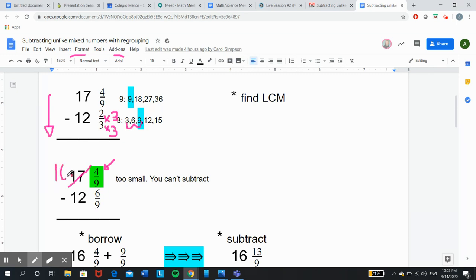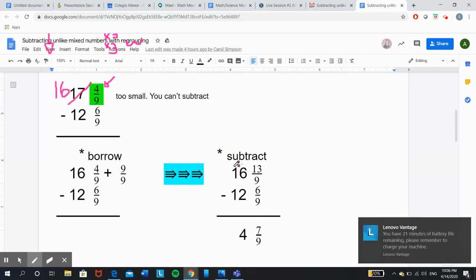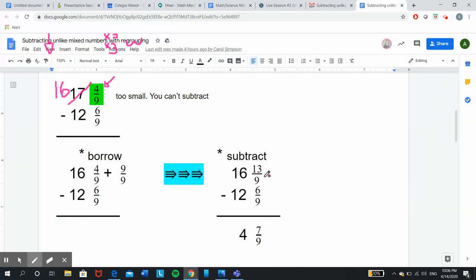17 wholes will be converted into 16 wholes now, right? And because my denominator is a 9, I will be taking away 9 ninths from these wholes to put them here so my fraction becomes bigger. And basically right now you're just going to follow the normal borrowing process that you learned on Monday and that I showed you in the previous video as well. So let's rewrite the mixed number. You know that now I have 16 wholes, and my previous fraction was 4 ninths, plus the whole that I'm adding, right? It will turn into 16 and 13 ninths, okay? And my second mixed number will remain exactly the same.